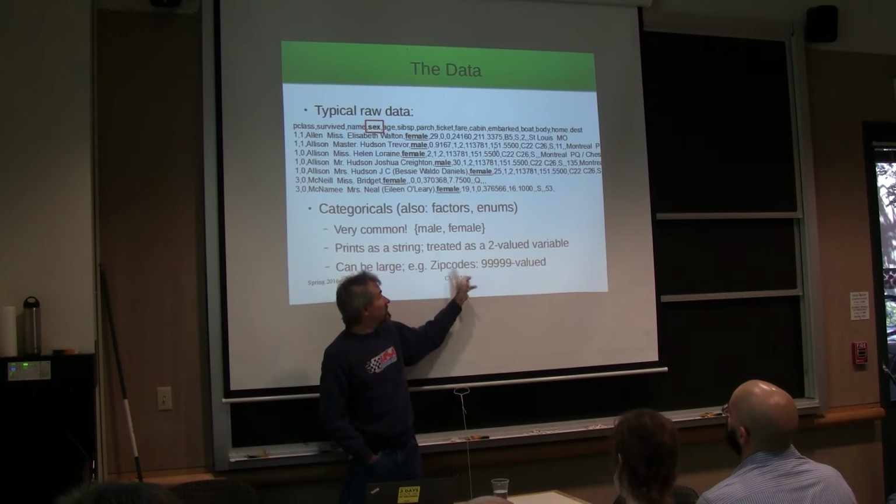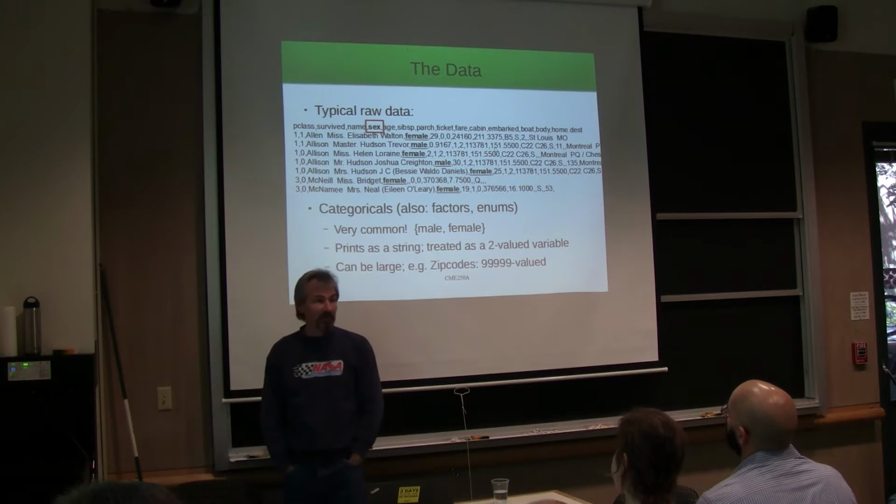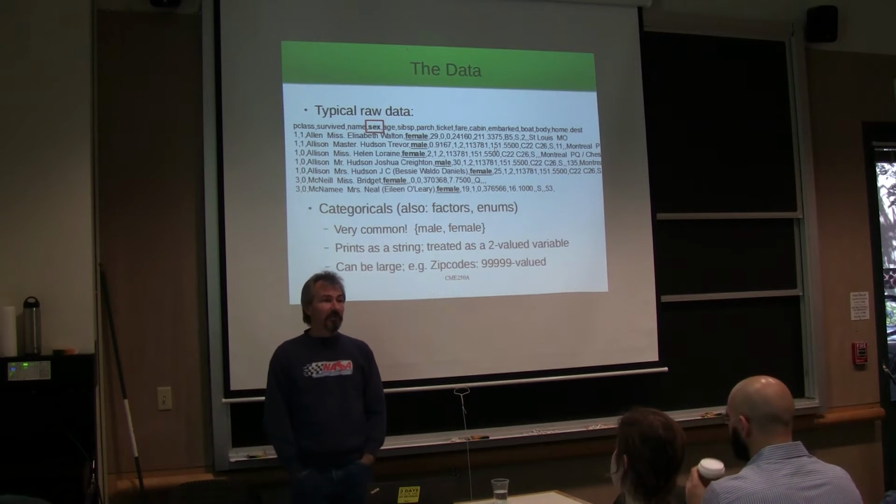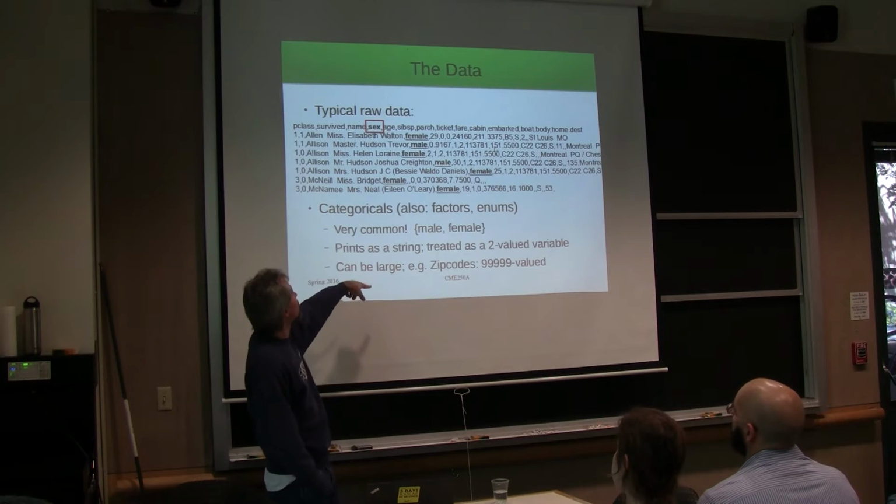But maybe it has lots of values. Zip codes might be 10,000 or 100,000 zip codes. Maybe it's the car manufacturers: Ford, Chrysler, Mercedes-Benz, Beamer, whatever. So it might be two dozen car manufacturers or lots and lots of others.